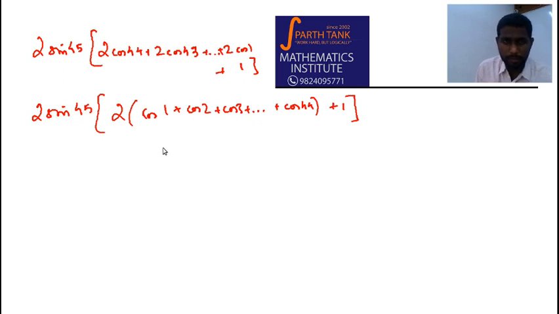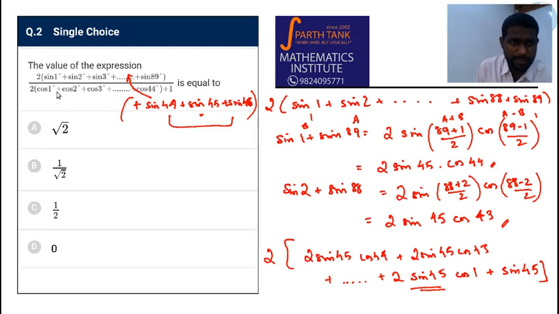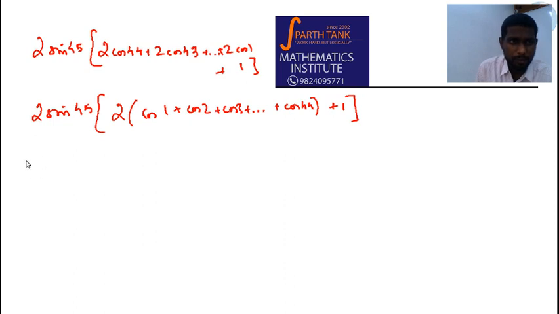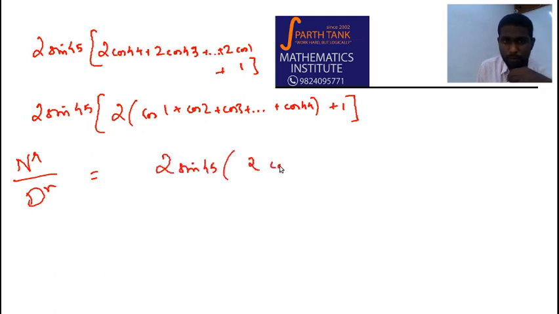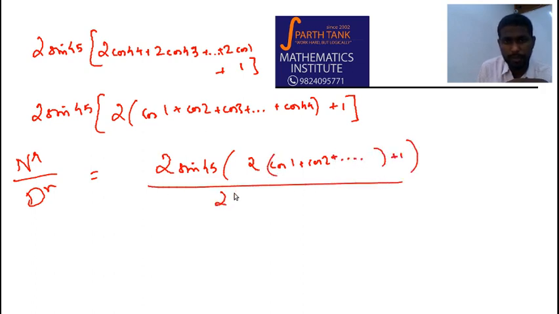Now this is the numerator, and if you see, the denominator is exactly this term. So when you divide numerator by denominator, you will cancel this whole term. Let me write it down explicitly. That is this 2 cos 1 cos 2 up to cos 44 plus 1, and the denominator I have the same 2 cos 1 cos 2 up to cos 44 plus 1. It is the same form. Cancel these two terms, I get only 2 sine 45.